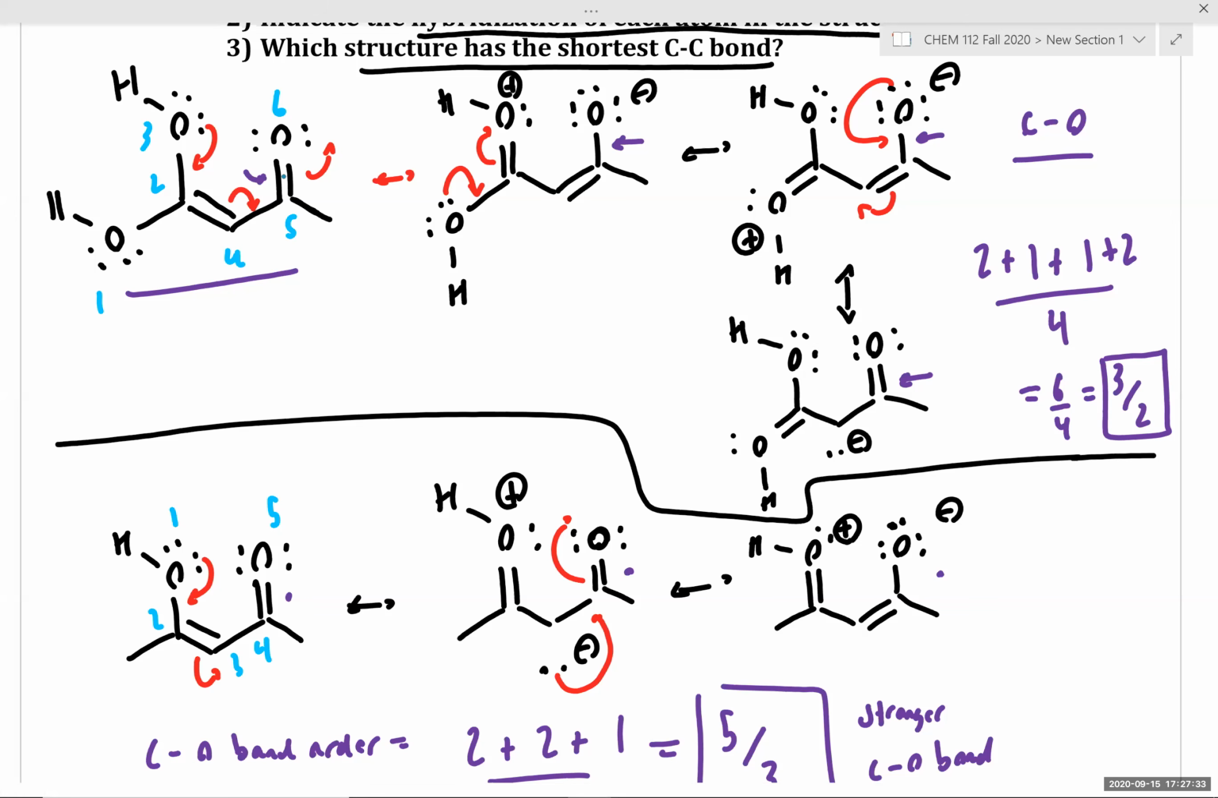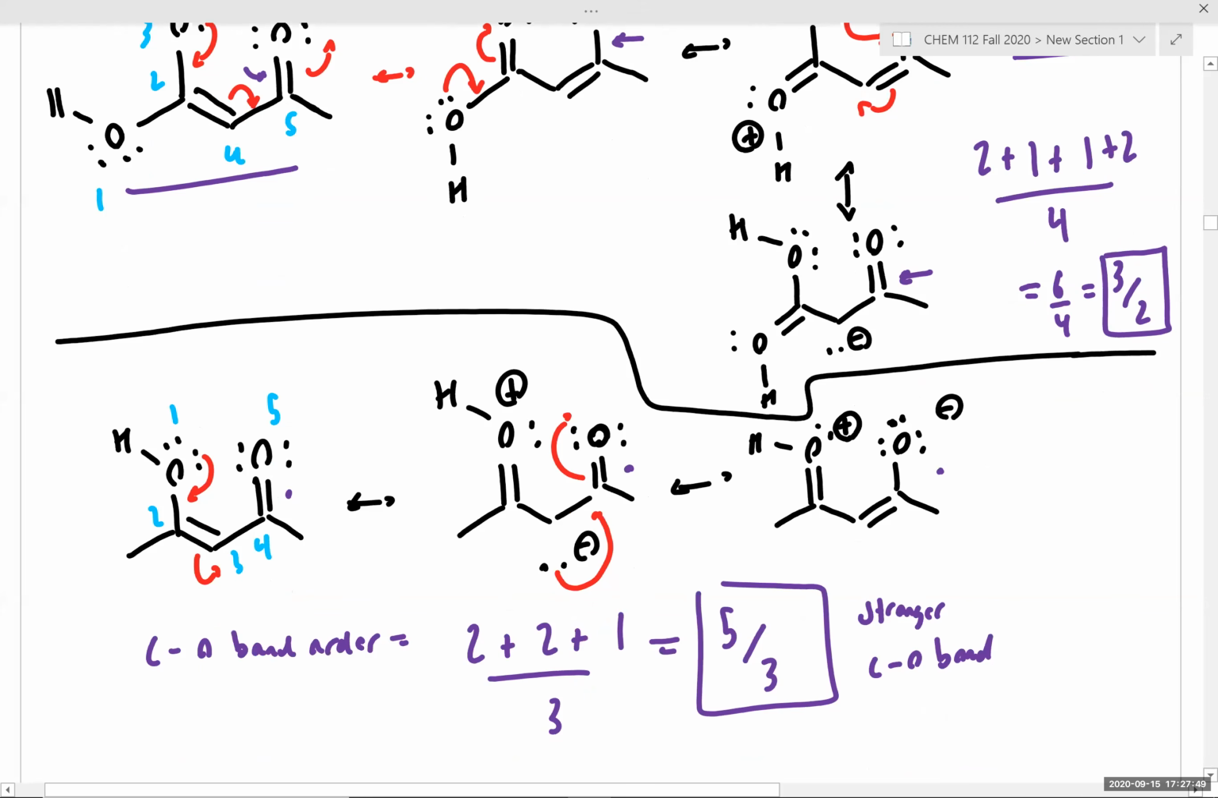Does that make sense to everyone? So if you have the same amount of electron density distributed over more atoms, you're going to have weaker bonds because there's less electron density in that individual bond. Does this first idea make sense to everyone?